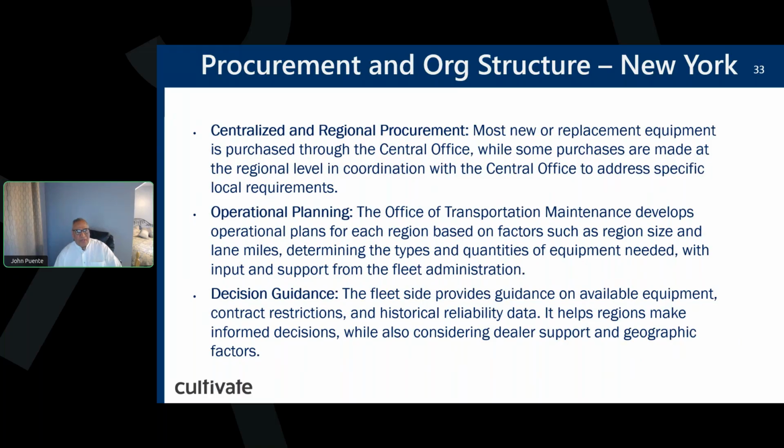Each region will work with central office to create operational plans and final equipment lists. The job of the central office fleet group is to help each region make informed decisions, including choosing the right dealer and managing their support contracts. So it's a partnership, managed both locally, at the regional level, and at the central office level.